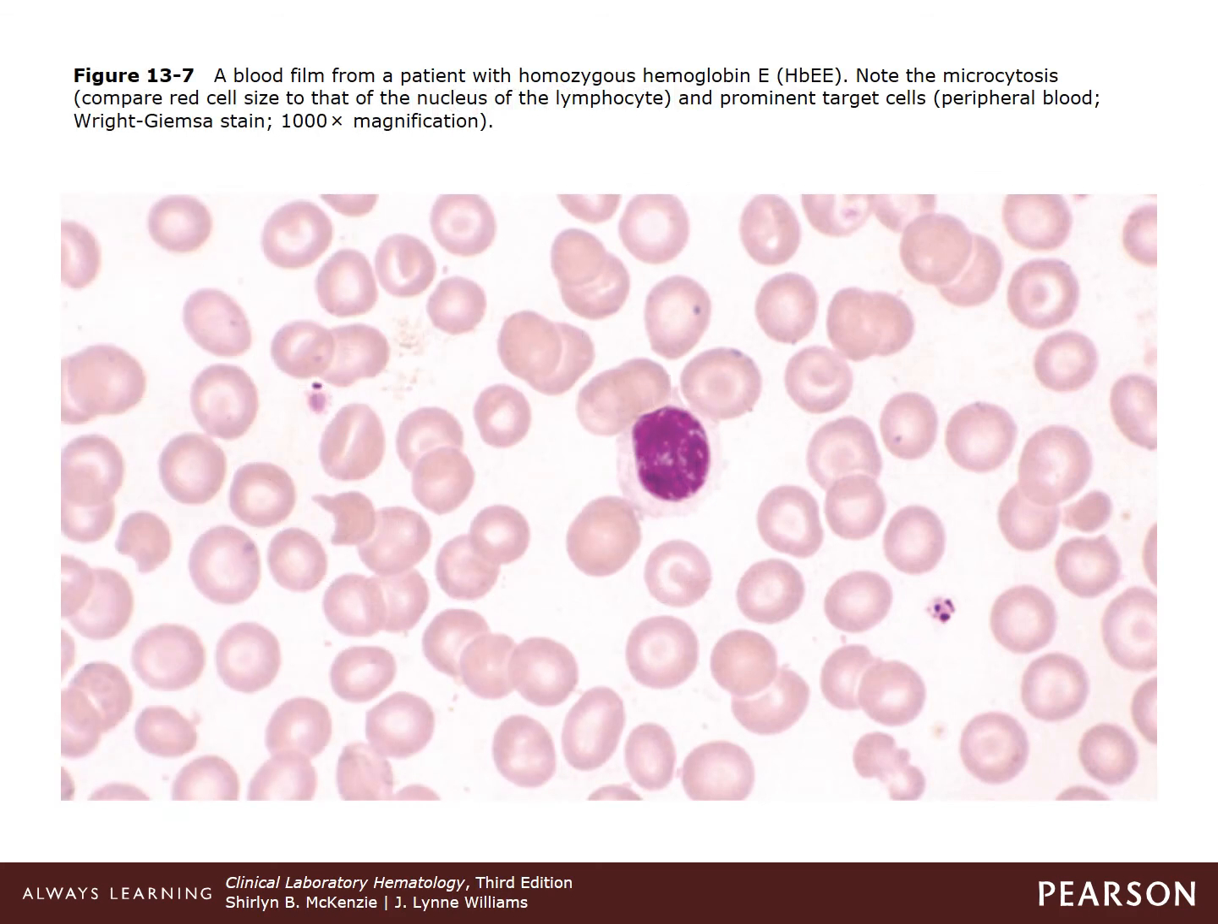Now, hemoglobin E can be either a homozygous or heterozygous trait in inheritance, and depending on the inheritance pattern, the electrophoretic pattern will vary depending on the anemia versus the trait. Now, you can also have combination disorders with hemoglobin E and thalassemias cross-combining. But here in this clinical picture, you're seeing a patient with homozygous hemoglobin E, where you're seeing microcytes in comparison to the nucleus of that lymphocyte, and again, prominent target cells.